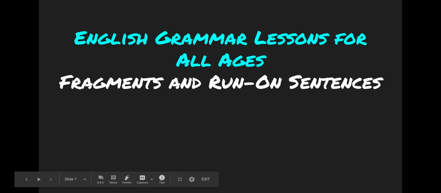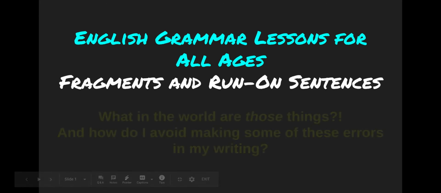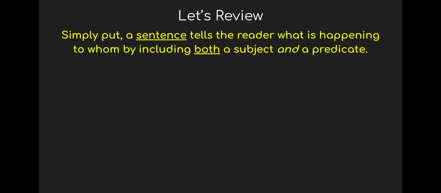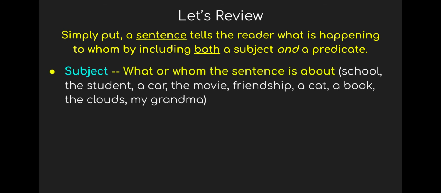English grammar lessons for all ages. Today is fragments and run-on sentences. What in the world are those things, and how do I avoid making some of these errors in my writing? So let's review. Simply put, a sentence tells the reader what is happening to whom by including both a subject and a predicate. Just in case you didn't see my first video, a quick review.